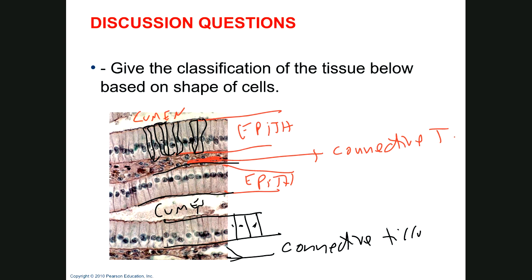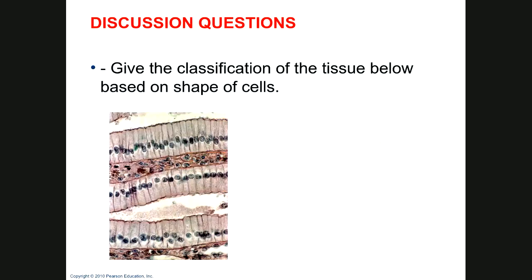So this is the reason why this is simple epithelium: we have one layer of columnar cells, connective tissue, one layer of columnar cells, surface, one layer of columnar cells. If this tissue was stratified, what we would have is at least two layers of columnar cells. So there would be another layer on top of this one. Okay, that's what would make it stratified.